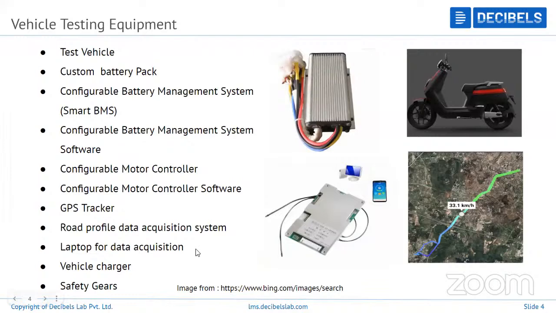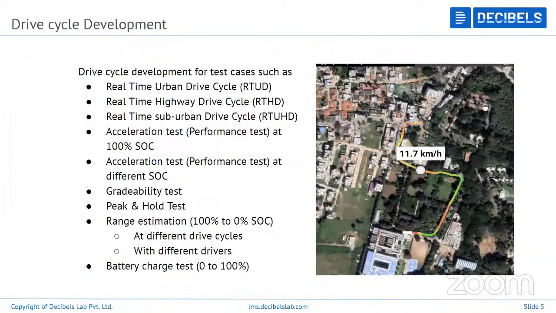Then a vehicle charger, because the charger also plays a vital role in an EV. Even that has to be tested, to see whether your charger is able to perform in a similar way even after, let us take a number, 1,000 cycles. You are going to keep charging 1,000 times, and check whether the charging time was the same, whether the efficiency was similar to before. Then safety gear, most important at the end.